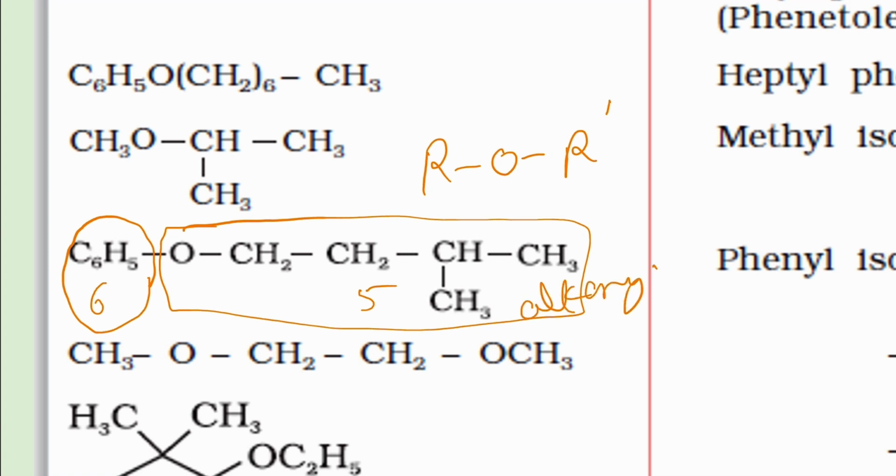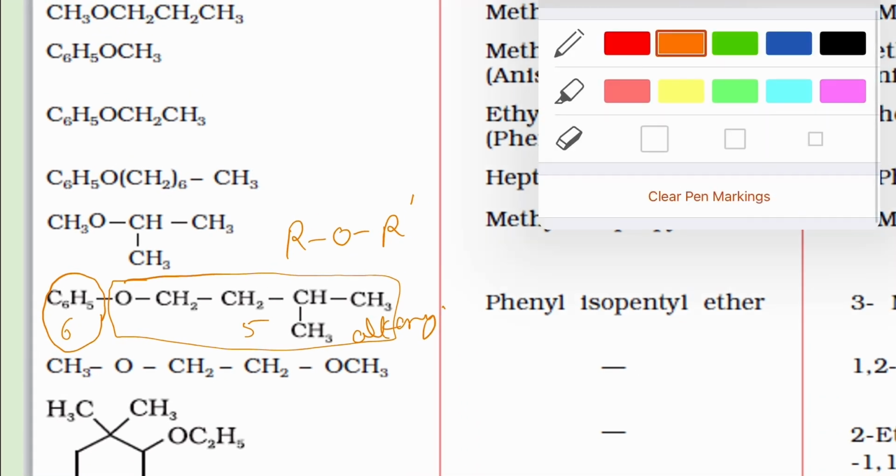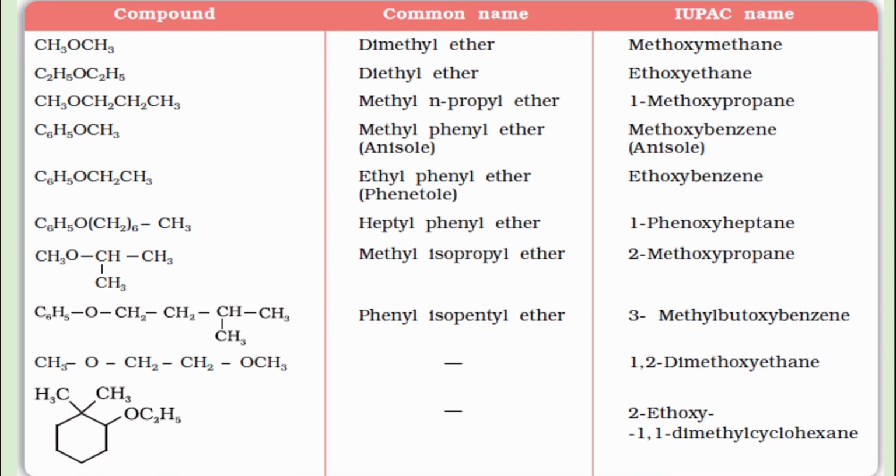Now we have to name this alkoxy part, right? It is 1, 2, 3, 4. Butyl, right? 4 carbons should be butyl, and on the third carbon you have methyl. So 3-methyl butyl, but I have oxygen also, so it becomes butoxy. 3-methyl butoxy. This is the substituent on benzene. That's the name.